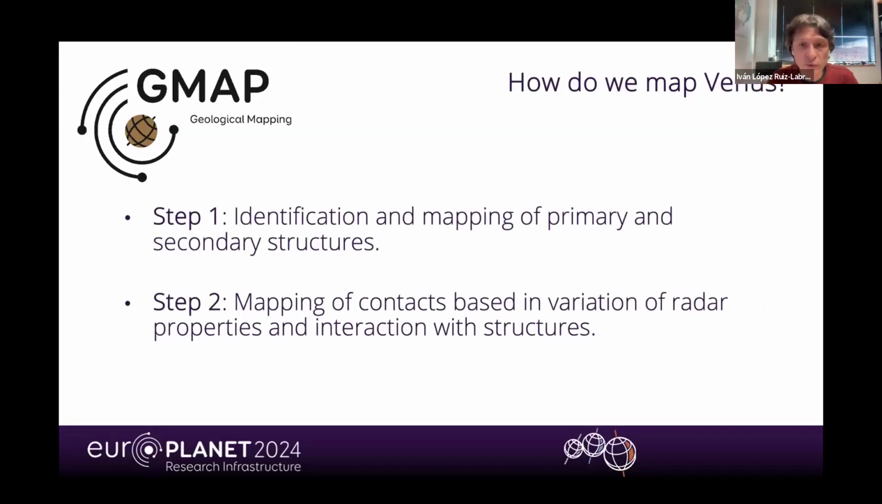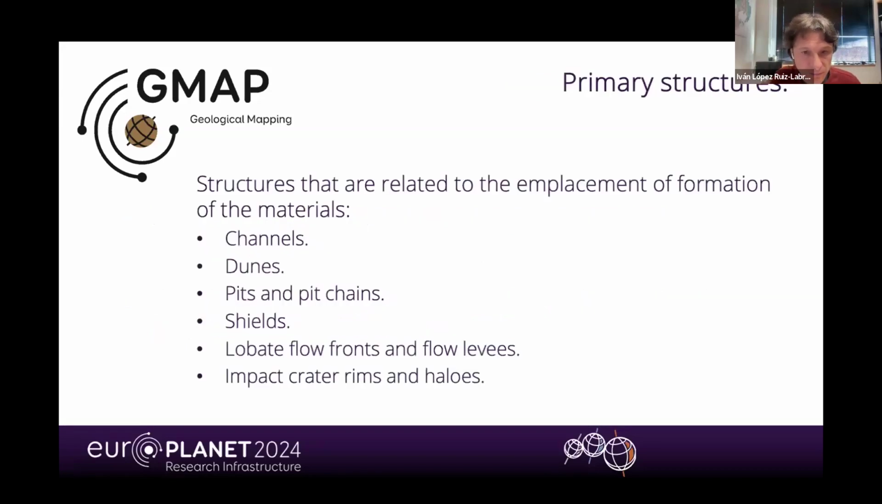So what we're going to do to map these images, in the exercise that we're going to do later: in the first step, we're going to identify structures that, as we're going to see now, are easy to see in these images of real materials. We are going to map primary structures and secondary structures as a first step in the elaboration of our map. In the second step, we are going to start to map contacts based on the variation of the radar properties and the interaction with the structures.